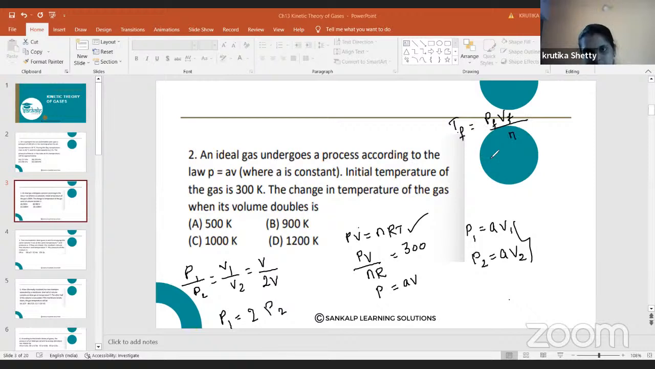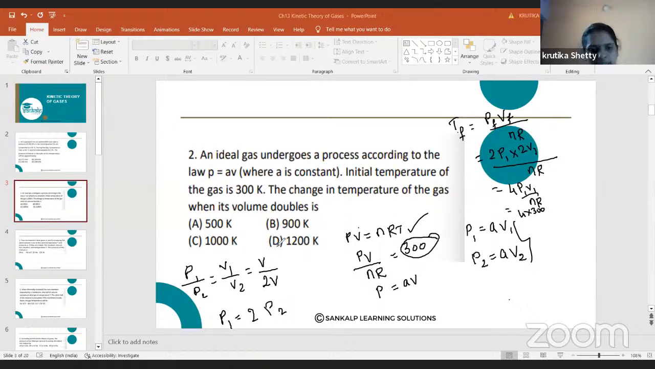So this is equal to, PF, the final pressure, what did we get? That is 2P1, into the final volume, which is doubled. Right? So it is 2V1 divided by N into R. So this is nothing but 2 P1 V1 divided by NR. So what is P1 V1 divided by NR according to this? This is nothing but 300. So 4 into 300.